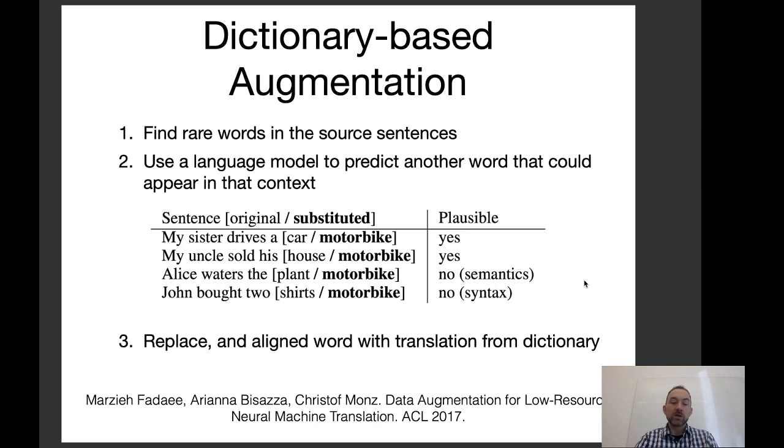We then take this and we replace this word itself and a word in the target sentence that is aligned to the source word. And we use a translation dictionary with, for example, motorbike and whatever its equivalent is in the target language we would like to translate, and replace them in both the source and target sentences.